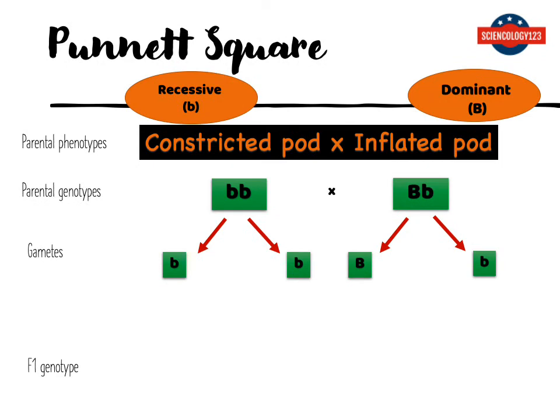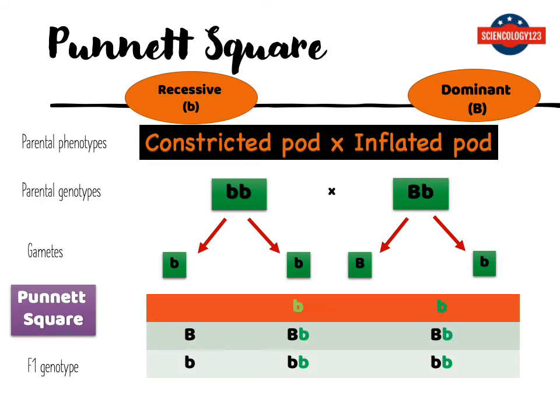So, now we learn how to construct the punnett square using the same question. First, draw a tic-tac-toe table. Label the heading with both parental genotype. I'm using green color to represent the constricted pod genotype and black for the inflated pod. So, one of the gametes from constricted pod will cross with one of the gametes from inflated pod to get the combination. The step is repeated, so on and so forth. We shall get the answer shown in this table.